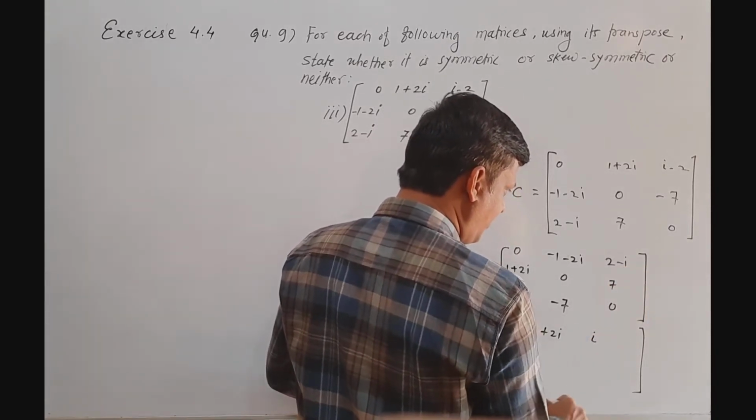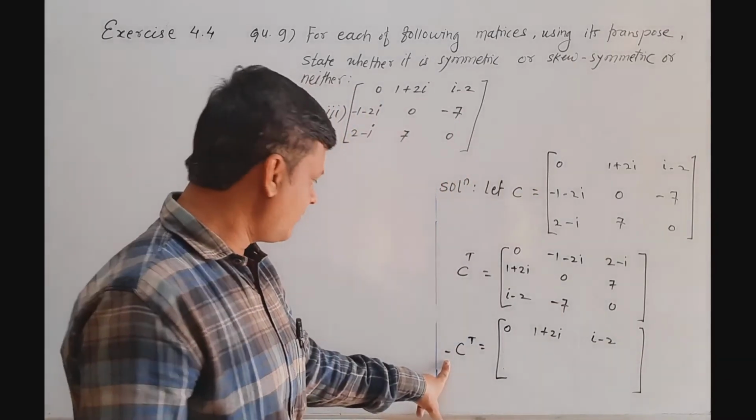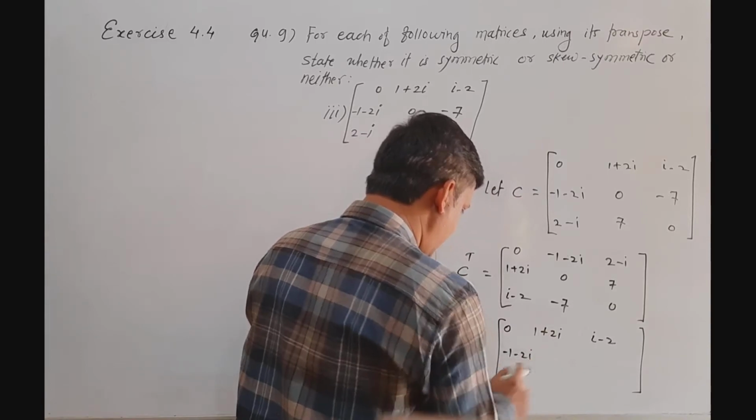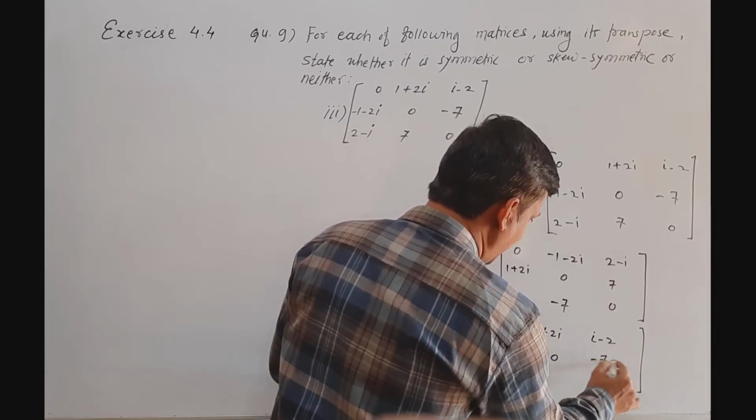So we write plus i first. Then this 2 changes to minus 2, so we write here i minus 2. Then here 1 plus 2i, we write -1 -2i. After multiplying by minus sign, 0 as it is. This 7 changes to -7.